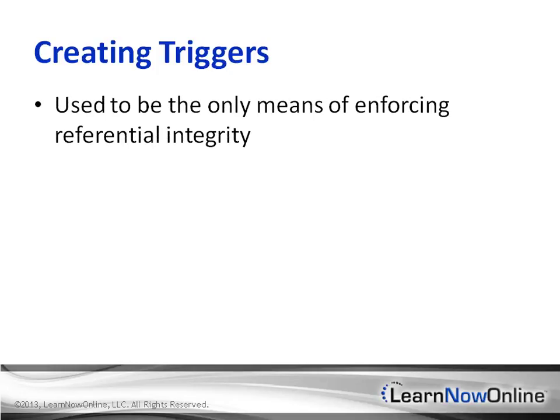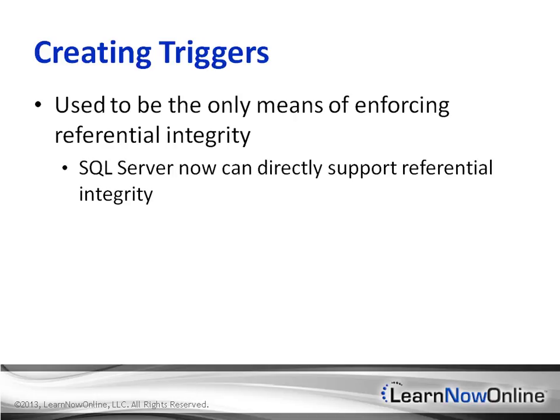In early versions of SQL Server, triggers were the only method available to enforce primary key foreign key relationships, which is also known as referential integrity. SQL Server 6 introduced the ability to create foreign key constraints that enforced referential integrity without triggers, which was called declarative referential integrity, or sometimes just DRI.